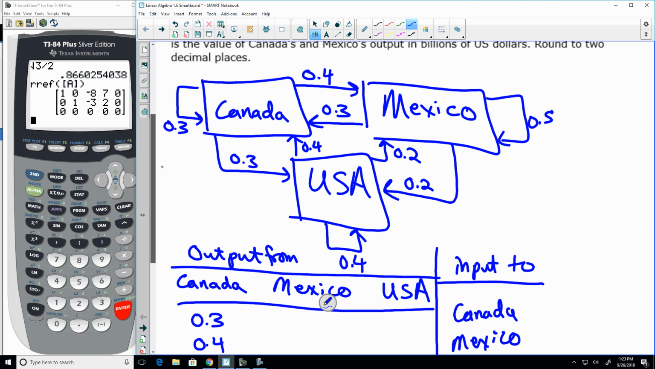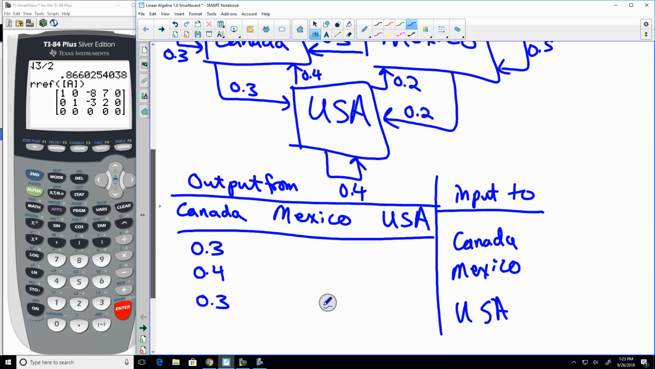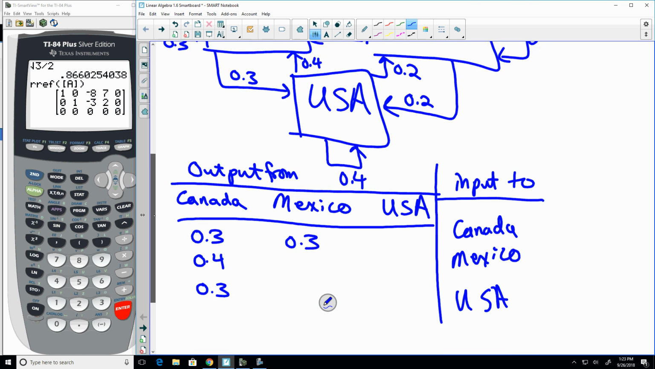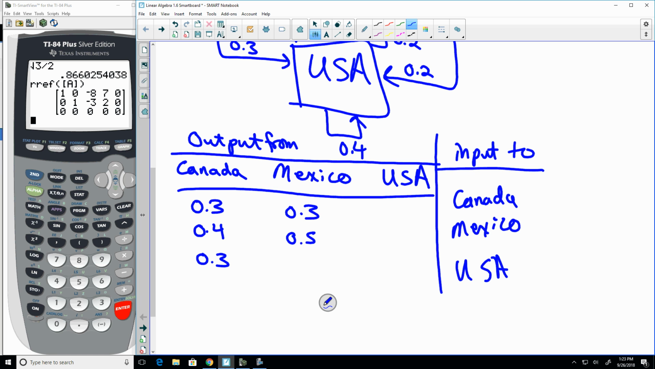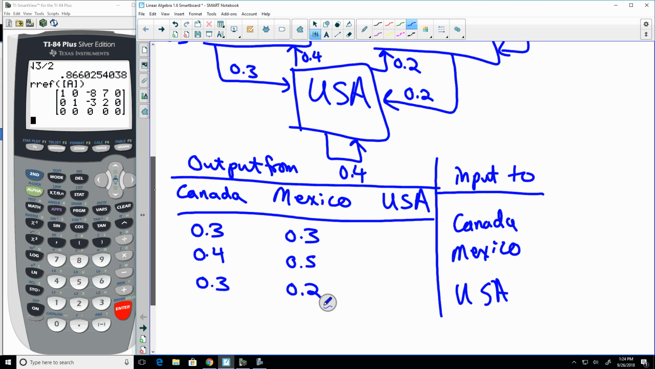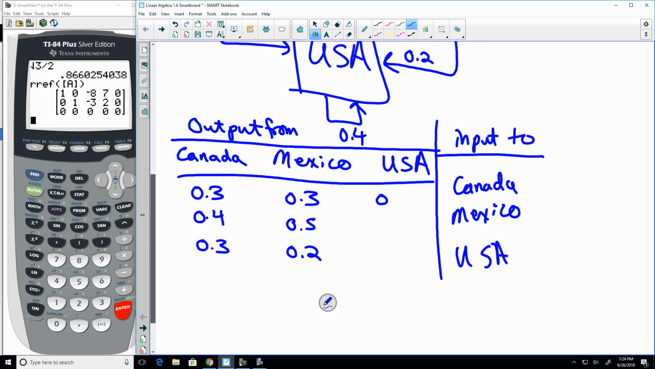Then Mexico, 30% to Canada. It keeps 50% for itself and sends 20% to the U.S. And then the U.S. sends 40% to Canada, 20% to Mexico, and it keeps 40%.